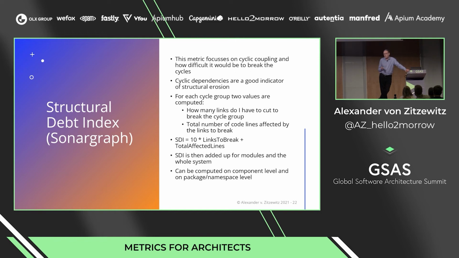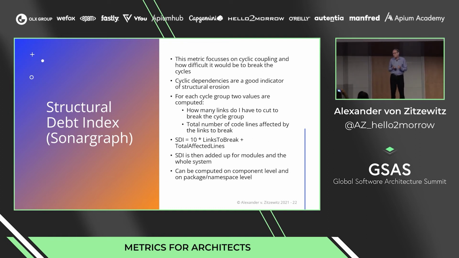What is the weight of a link? If class A is using class B and calling 3 functions from class B, you have a weight of 3 because you have 3 dependencies for the 3 different functions you're calling. So we add all the weights for the links that we need to break and multiply the number of links by 10, so we get the structural depth index. Very simple, it's just a simple integer number. The bigger the number is, the more work you need to invest to untangle everything.